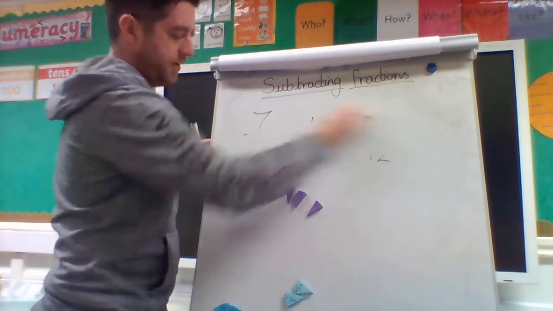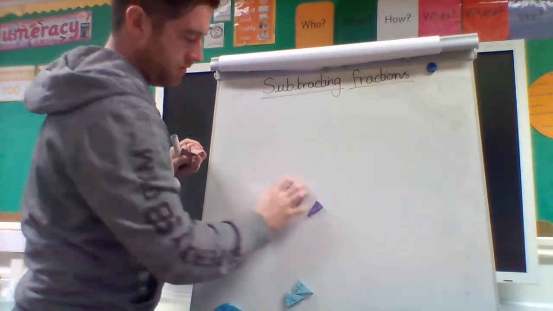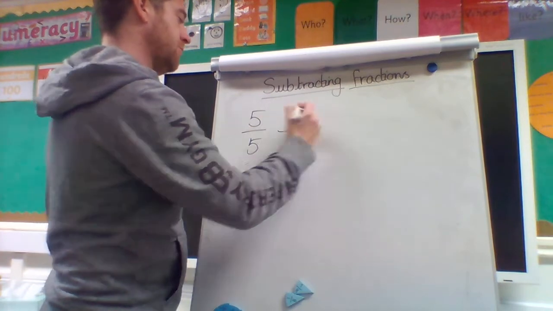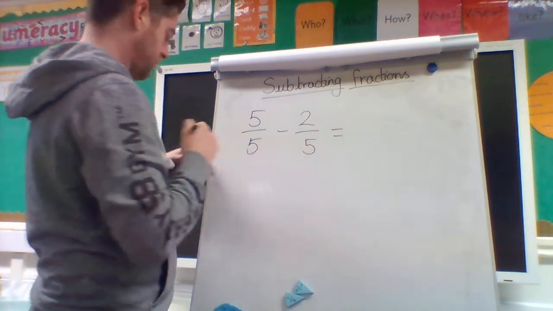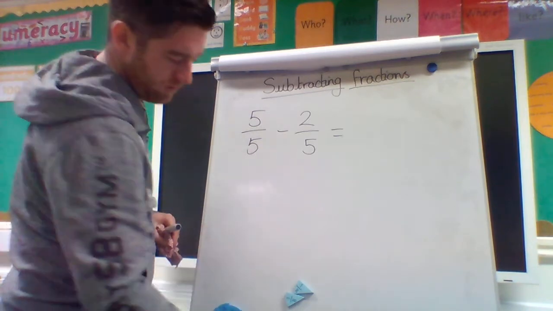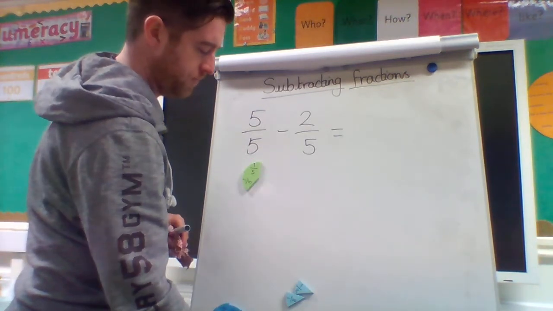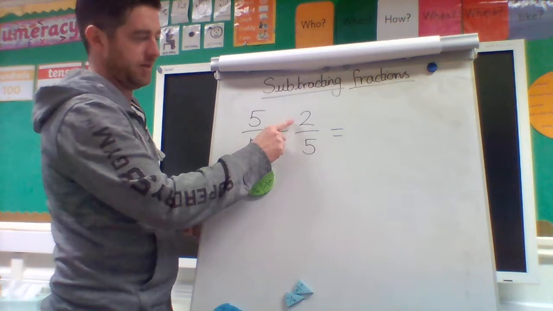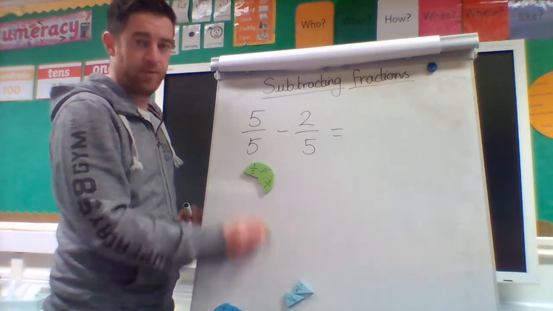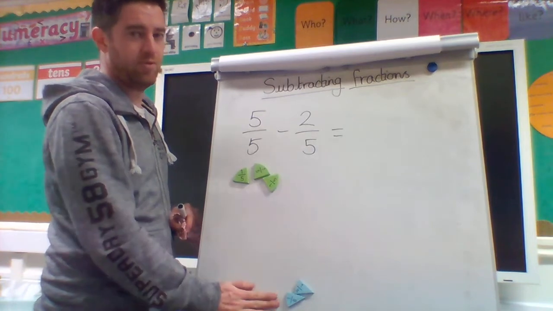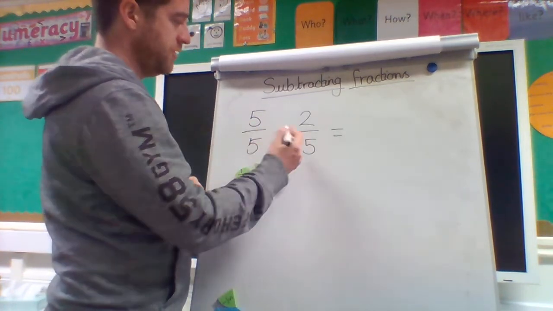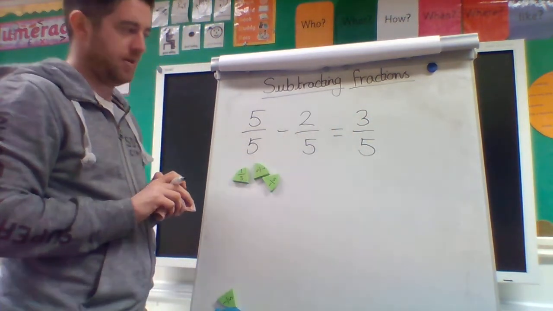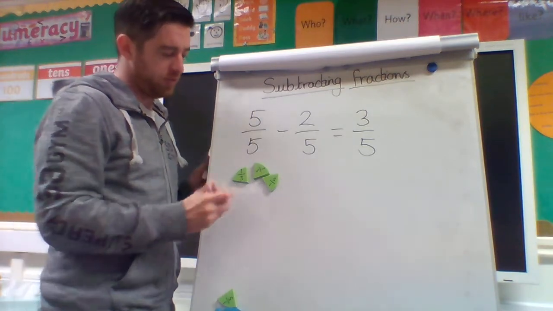This time I think I'll do it with fifths. So let's have 5/5, 1 whole, subtract 2/5. So here's my 1, 2, 3, 4, 5/5 to start off with. Remember, it's the same as a whole. And then I'm going to subtract 2/5. 1, 2, and I have 3/5 left. 5/5 subtract 2/5 is 3/5. Okay, hopefully you've got the hang of them now. Might want to practice a few for yourself.